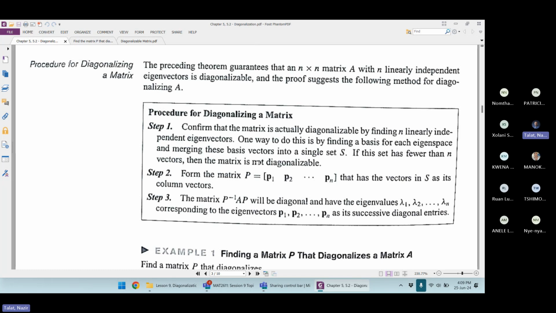If all eigenvalues are distinct, then these p1, p2 up to pn will also be distinct, and with their combination we can generate a matrix P. Remember that if all eigenvectors are independent, then P inverse always exists. And if P inverse exists, then P inverse A P is always equal to the matrix D, which contains the eigenvalues as its diagonal entries, like d1, d2 up to dn.